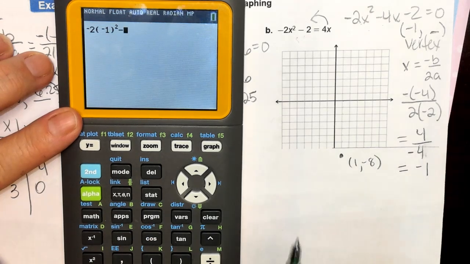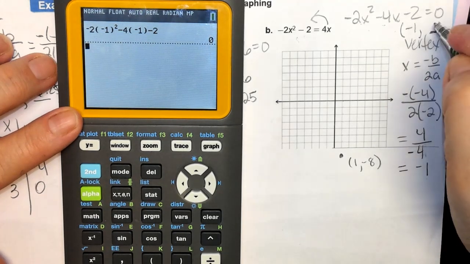Then we're doing minus 4 times x. Again, your x is negative 1. And then we got minus 2. Now we hit enter, and voila, we have a 0. So our vertex is negative 1, 0.